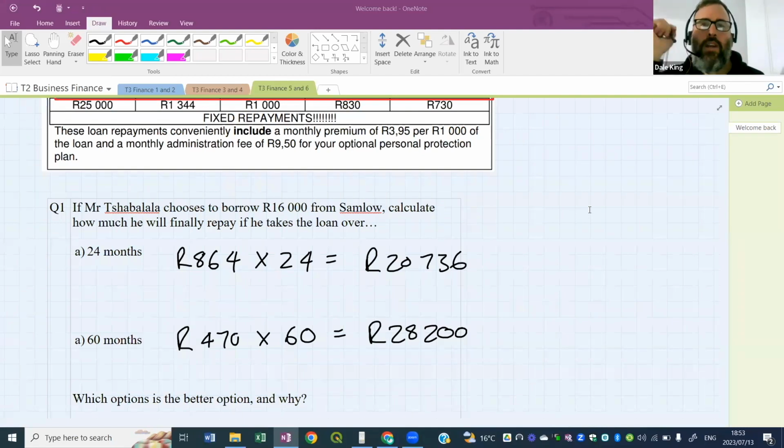Some people will argue against you, young man. They will say, but some people can't afford 864 Rand. Some people can only afford 470. All right. But you are absolutely correct. Try and pay as little as possible. It depends on your affordability. If you can afford to pay more every month, take a shorter term. All right. Thank you, Wazi. Yes, good answer. Well done.